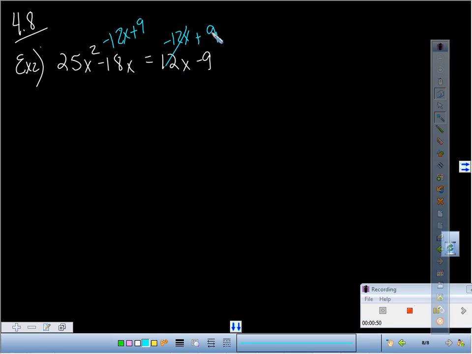So these go away, 0 equals. Over here you get 25x squared. What's a negative 18x and a negative 12x? Perfect. And then there's your plus 9.